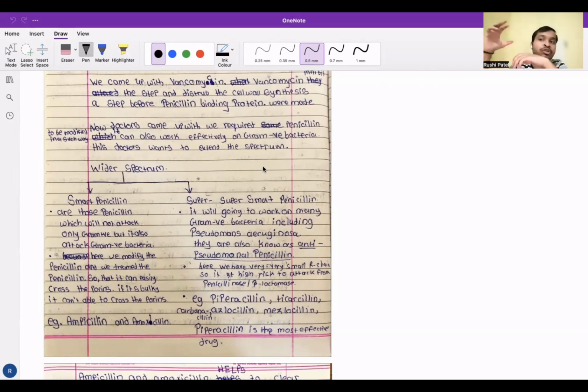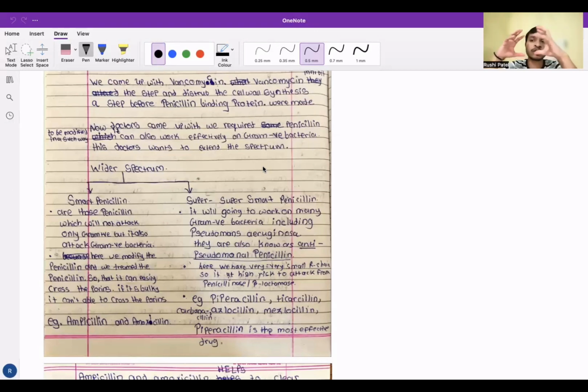The wide spectrum can kill gram-positive bacteria and gram-negative bacteria also. There are two types of wide spectrum: smart penicillin and super smart penicillin. We are going to discuss the smart penicillin. Smart penicillins are those penicillins which do not attack only gram-positive, but also attack gram-negative bacteria.